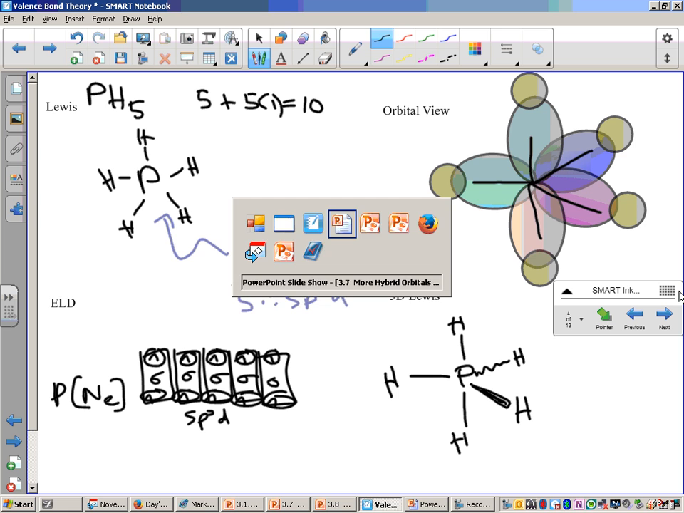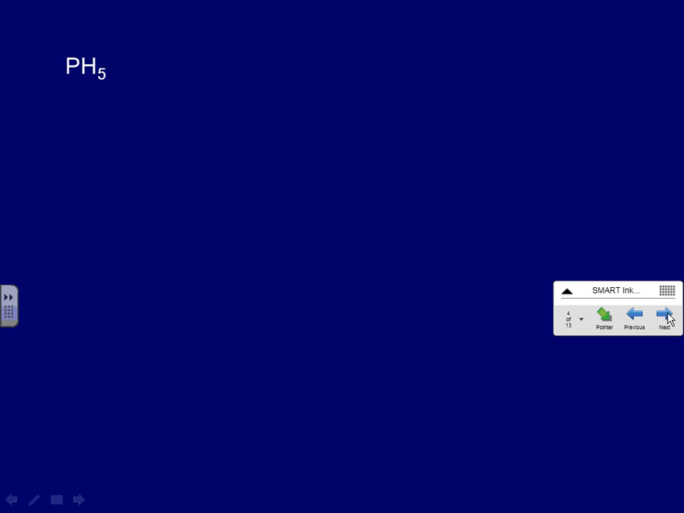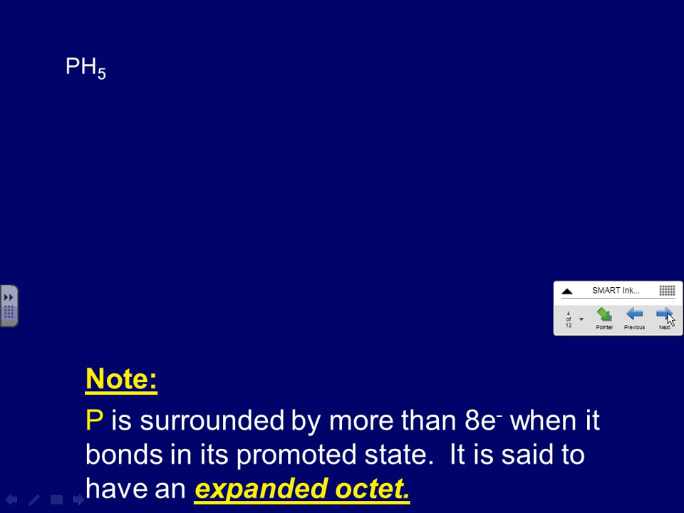Okay, let's talk about the last type of hybridization. Yeah, you can write that down. That's kind of defining the expanded octet. I think I've said it enough times, but this kind of makes it official.